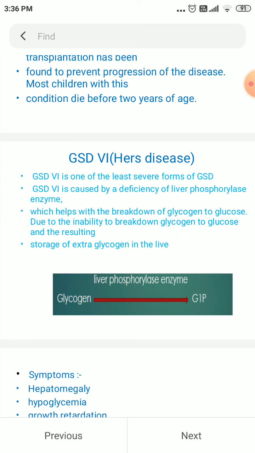break down glycogen to glucose molecules, further resulting in the storage of extra glycogen in the liver. Because of the deficiency of the liver phosphorylase enzyme, they lose the capacity to break down the glycogen molecule into glucose 1-phosphate. So the extra glycogen which is formed keeps on storing in the liver.